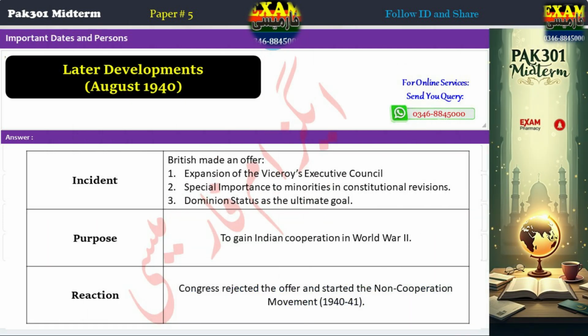Later development, date: August 1940. Incident: British made an offer. Expansion of the Viceroy's Executive Council, special importance to minorities in constitutional revisions. Dominion status as the ultimate goal. Purpose: to gain Indian cooperation in World War II. Reaction: Congress rejected the offer and started the non-cooperation movement, 1940-41.